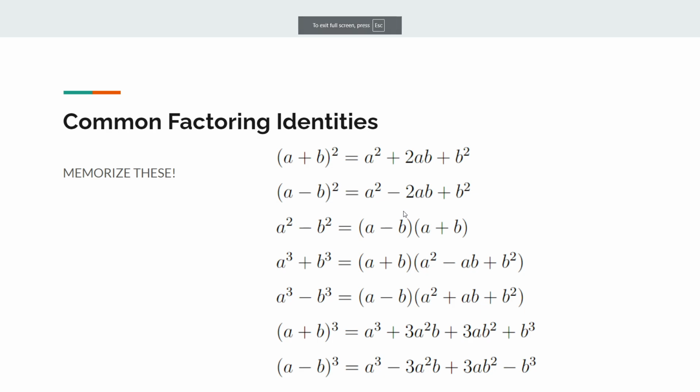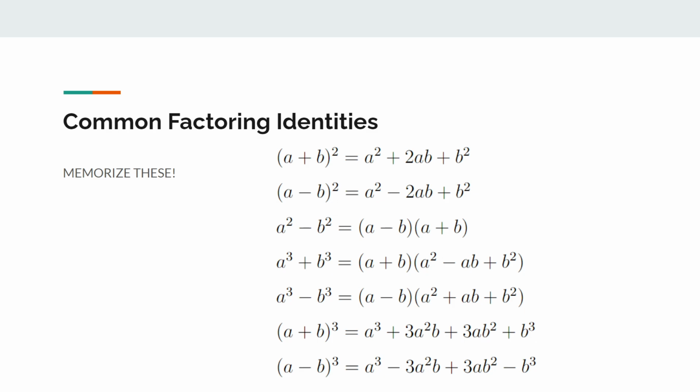Now, common factoring identities. Memorize these. You don't have to try to memorize these. If you do math teams for long enough, you'll just memorize these by instinct. Because say you have x plus b squared, I already know that's x squared plus 2xb plus b squared. And this just comes with practice, but you'll get the hang of these really soon.